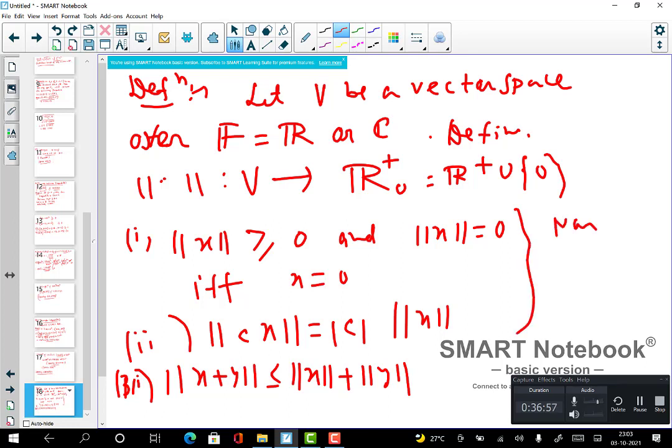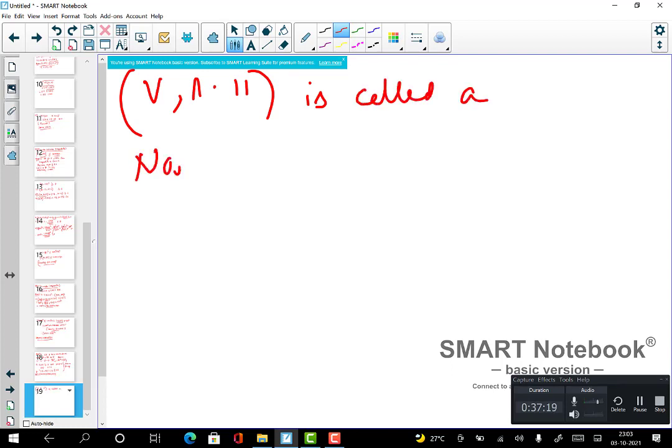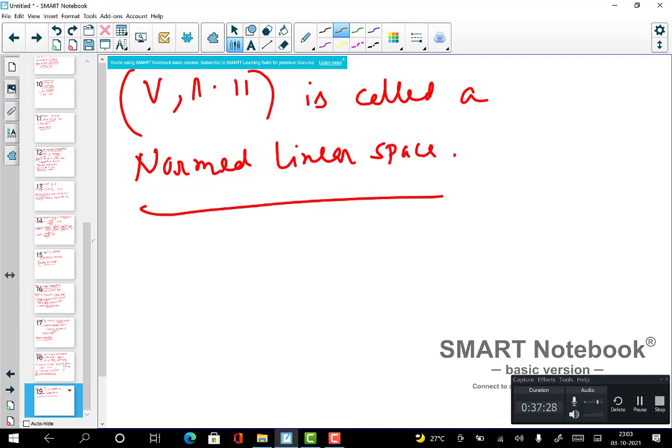Okay, a norm on that vector space. And the vector space with this norm is called a normed linear space. So V with this norm is called a normed linear space. And for this, you don't need an inner product. You can also define it with the inner product. Okay.